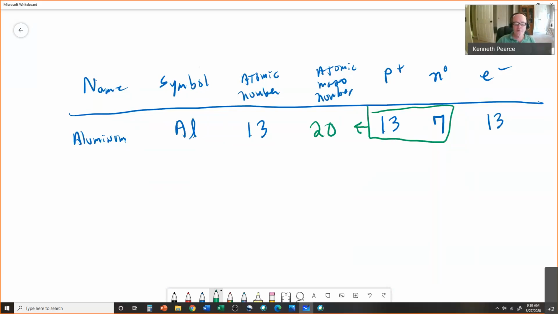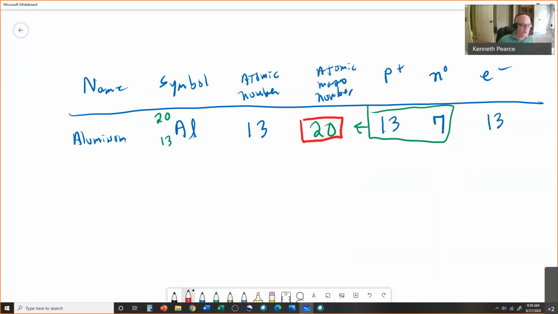And so now I can do my symbol. The small number, which is the atomic number, goes on the bottom, and the atomic mass number goes on the top. And there you go. Note that this number right here, the atomic mass number, we got by adding together the protons and neutrons. We didn't go to the periodic table for that number.